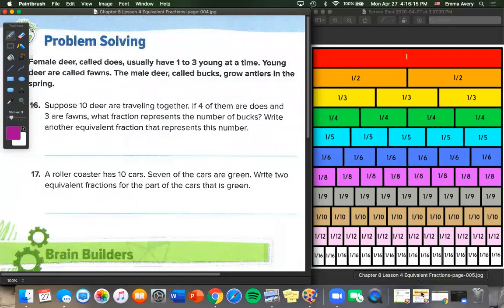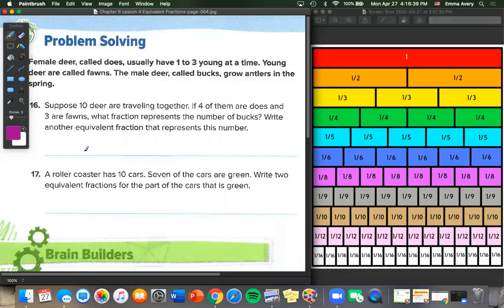Female deer called does usually have 1 to 3 young at a time. Young deer are called fawns. The male deer, called bucks, grow antlers in the spring. Suppose 10 deer are traveling together. If 4 of them are does and 3 are fawns, what fraction represents the number of bucks? Write another equivalent fraction that represents this number.